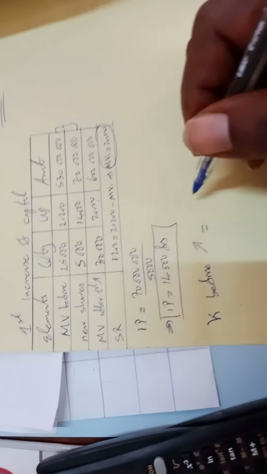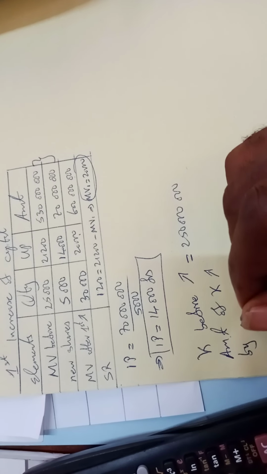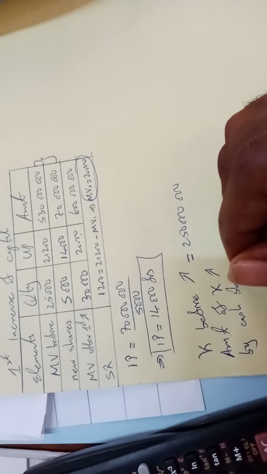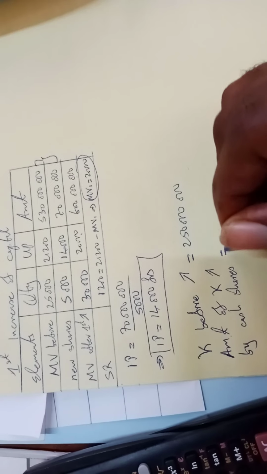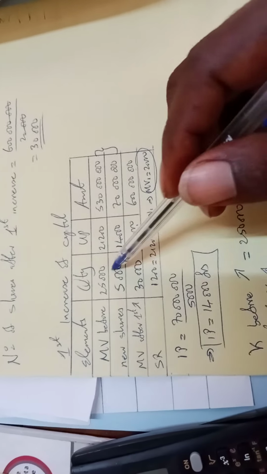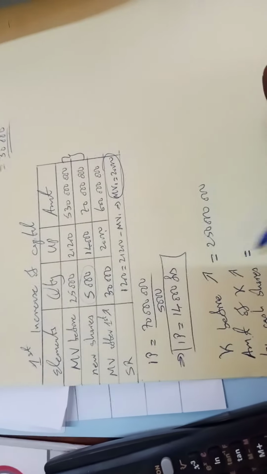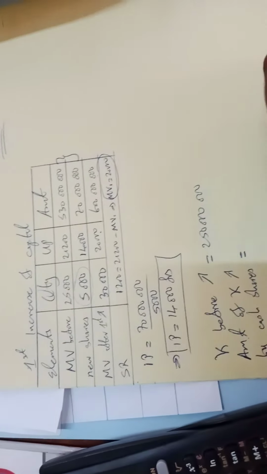That's the amount of capital before the first increase. Then we can have our amount of capital increased by cash shares. Amount of capital increased by cash shares is the number of cash shares times nominal value. So number of cash shares, we have 5,000 cash shares. We multiply by the nominal value. We're going to have 50 million.